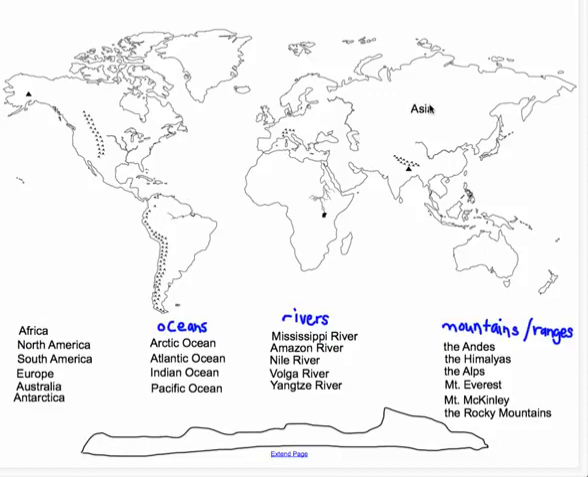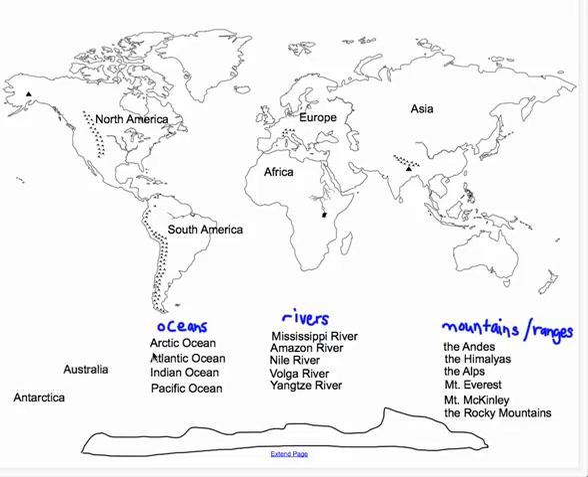We've got Asia and Africa in our hands. We've got North America and South America in our hands. We've got Europe and Australia in our hands, and it's called Antarctica. So we've placed the 7 continents, okay?